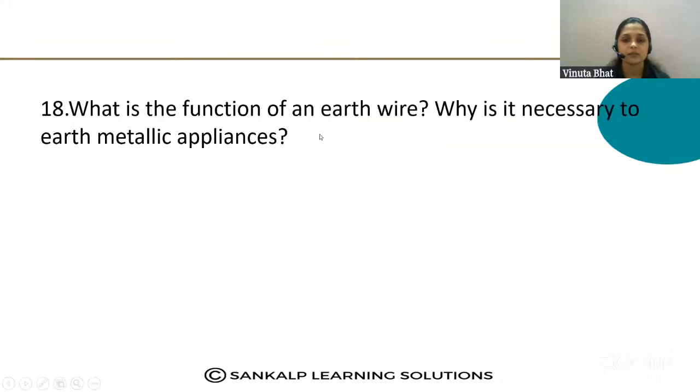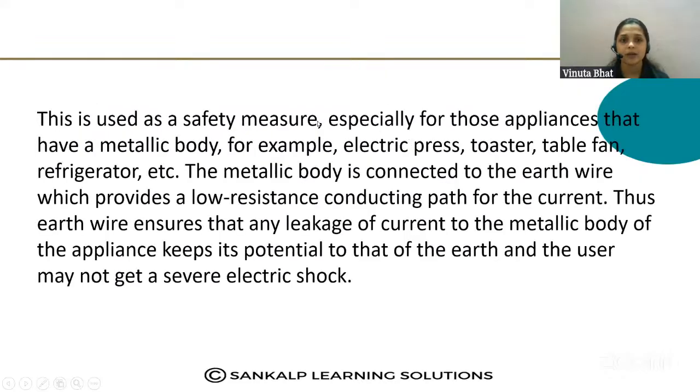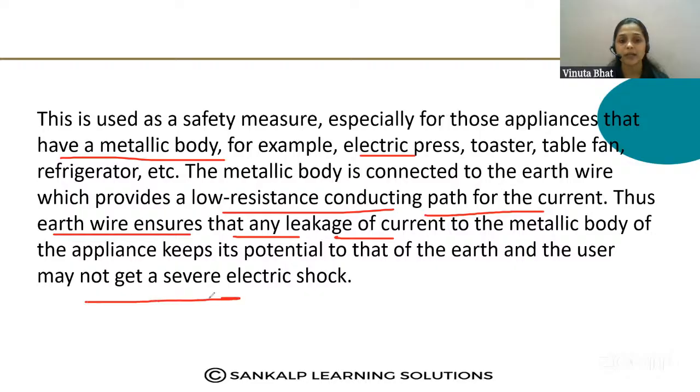So what is the function of the earth wire? When it is connected, it is helpful for the appliances which have a metallic body, for example, an electric press, toaster, fan, etc. It provides a low resistance, conducting path for the current. Thus, the earth wire ensures that any leakage of current to the metallic body of the appliances keeps its potential the same as that of the earth, and the user may not get a severe electric shock or electric fire.